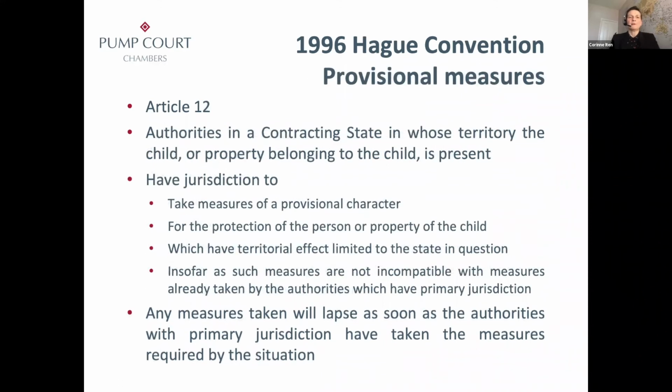Article 12 says something very similar about provisional measures. It says authorities in a contracting state in whose territory the child or property belonging to the child is present have jurisdiction to take measures of a provisional character for the protection of the person or property of the child, which have territorial effect limited to the state in question, insofar as such measures are not incompatible with measures already taken by the authorities which have primary jurisdiction. And again, any measures taken will lapse as soon as the authorities with primary jurisdiction have taken the measures required by the situation.